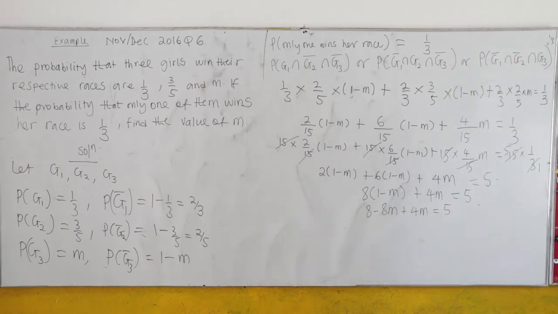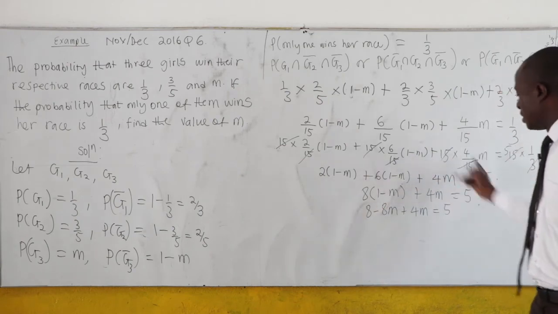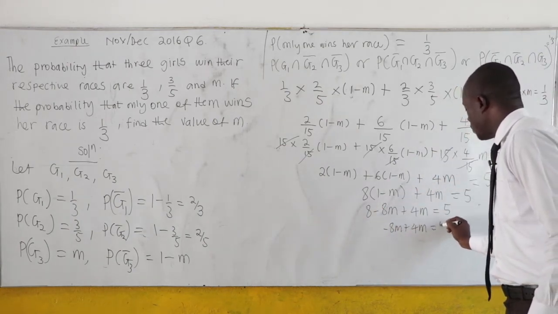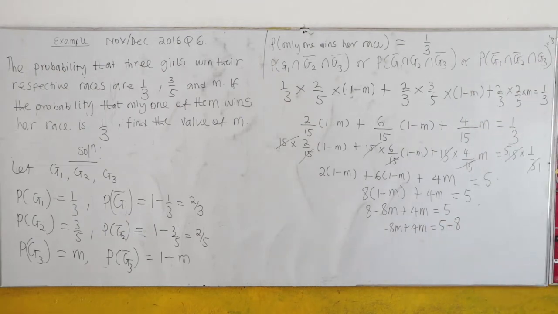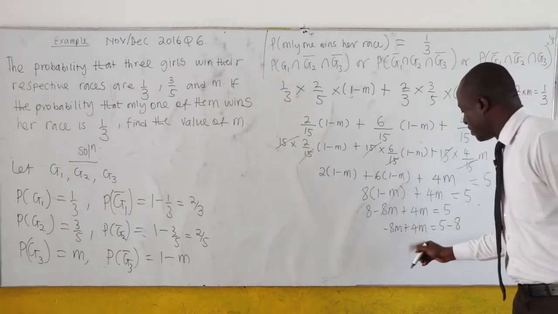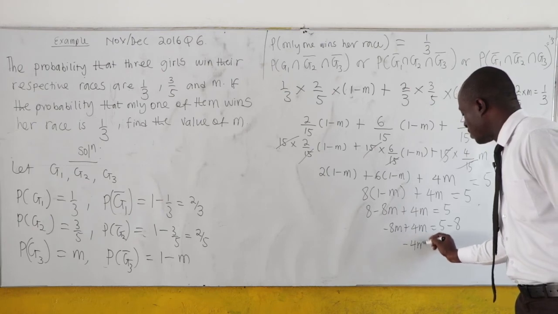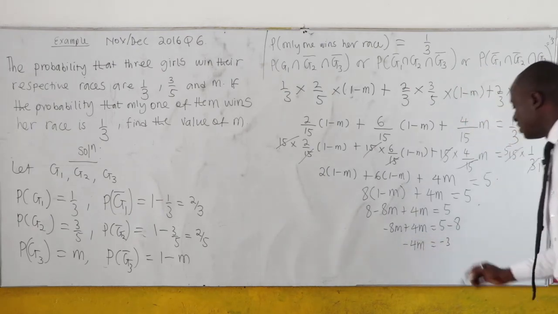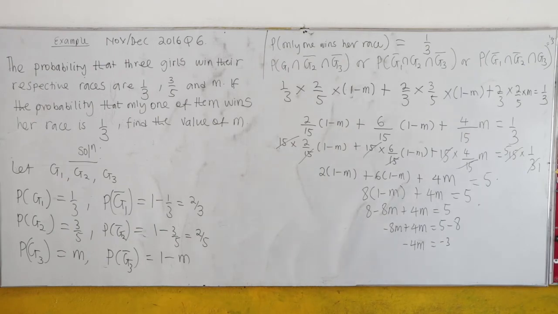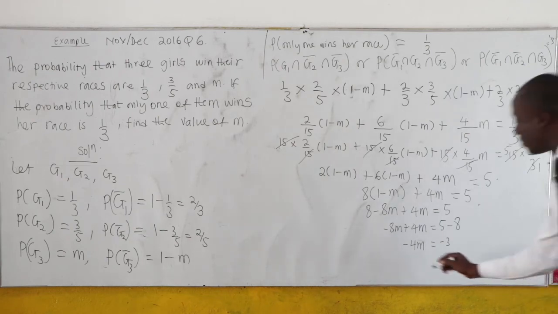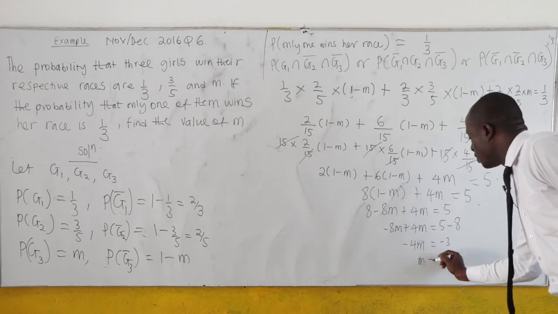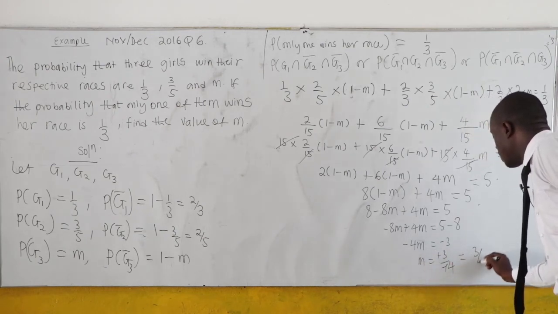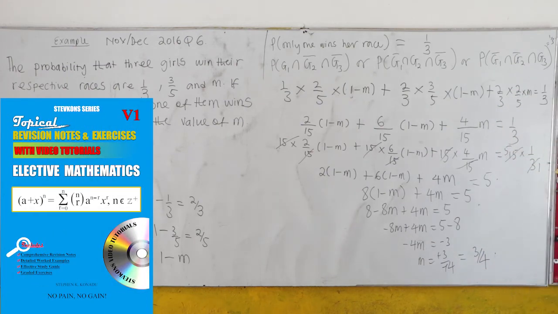Let's group like terms. So you have negative 8m plus 4m equal to 5 minus 8. Now negative 8m plus 4m, that's negative 4m. 5 minus 8, that is negative 3. We want to find m, so we divide both sides by what is multiplying the m, which is negative 4. The m will be equal to negative 3 all over negative 4. The negatives cancel, so we have 3 all over 4.